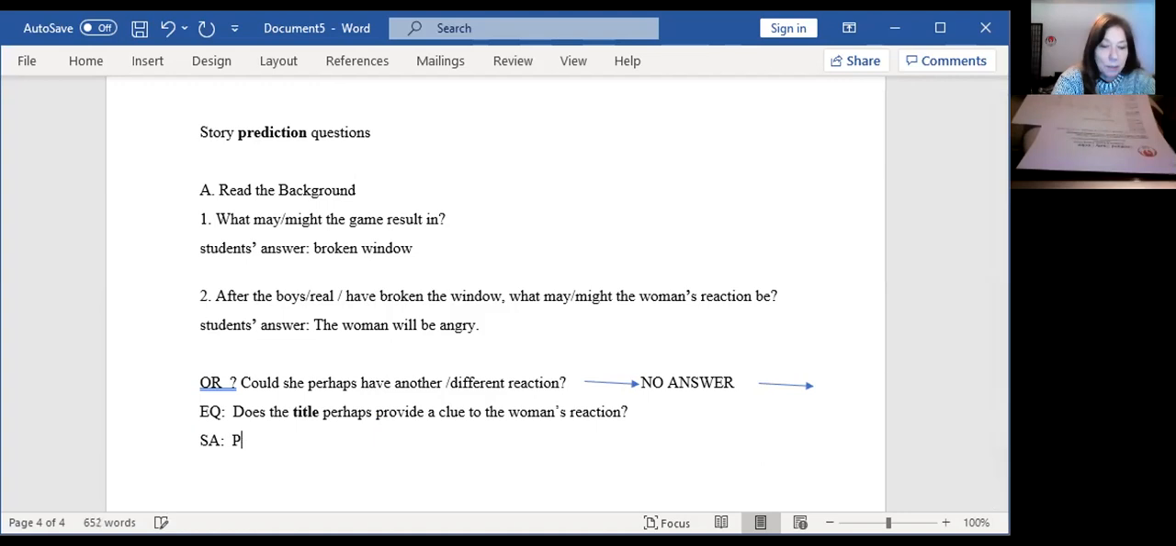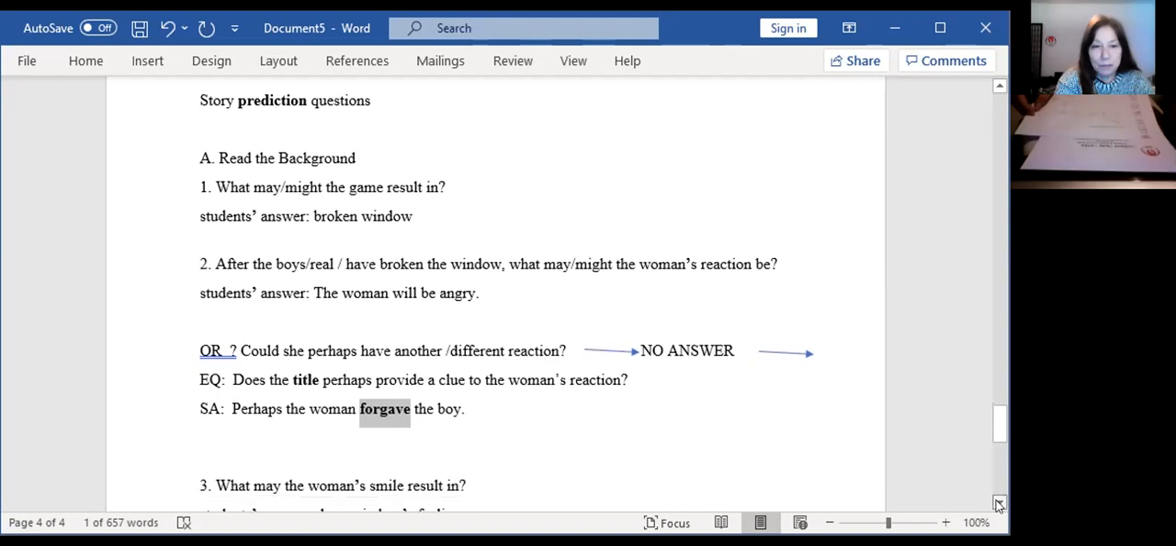Okay. You could say perhaps the woman forgave the boy. Exactly. And you've got the idea of forgiveness here from the title. Good. So they've got this possibility. Perhaps she'll be angry, or perhaps she'll forgive him. They don't know. But it's good for them to have these alternatives in their mind, and they've got questions that the text can answer. This helps them to understand the text better if they can predict possible outcomes.